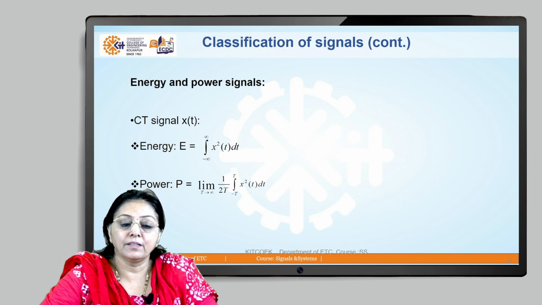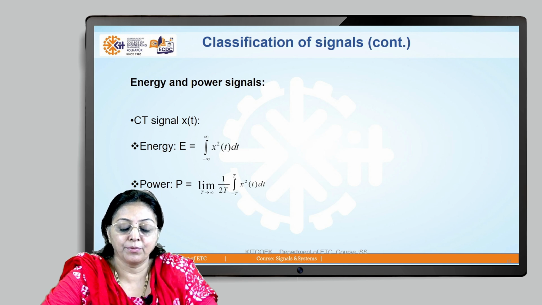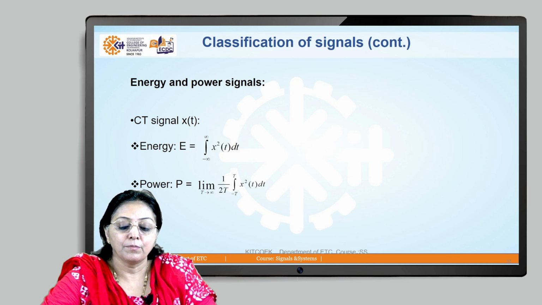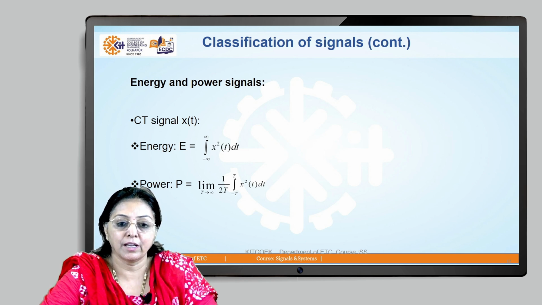Now another type of classification is the energy and the power signal. How do we calculate the energy or the power of a continuous time signal x(t)? Energy is calculated as the integration from minus infinity to plus infinity of x squared t, squaring of the signal. Power of the signal is calculated using this formula, squaring from minus T to plus T for the defined time period, with the limit T tends to infinity, 1 upon 2T. By using these formulas we estimate the energy and power of a signal.